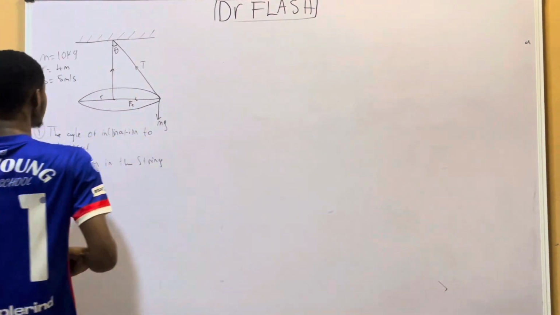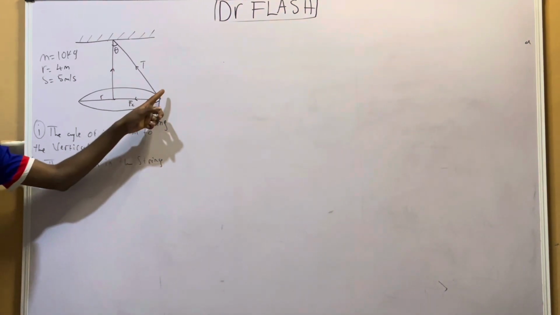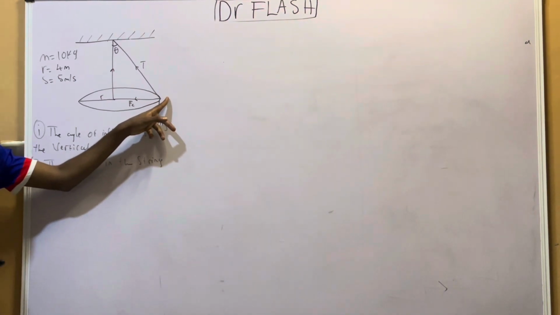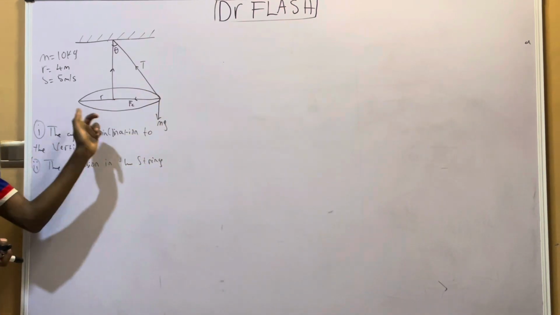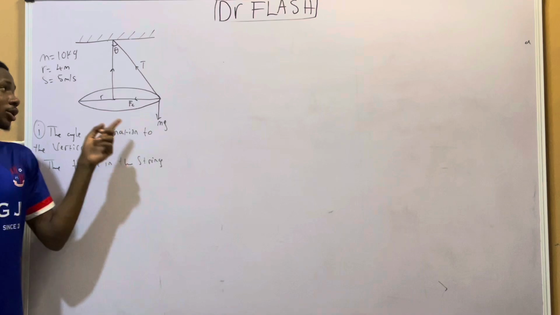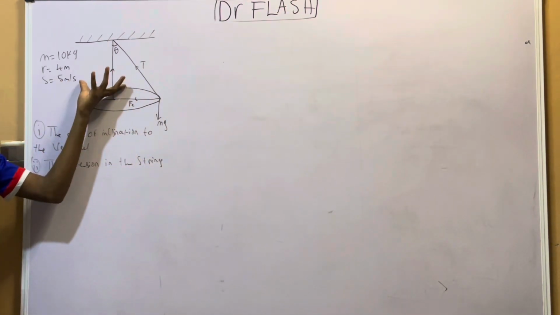Now, in this question, a body is attached to a string, and it is rotated or forced into motion in such a way that it forms a horizontal circle, which is still on circular motion. We're having a conical shape here when we draw the free body diagram.